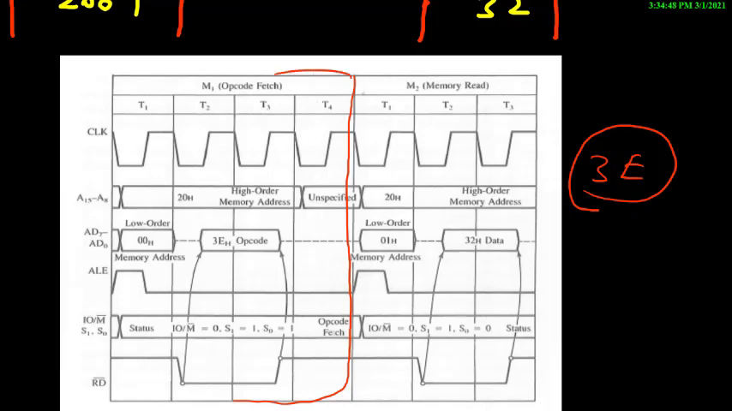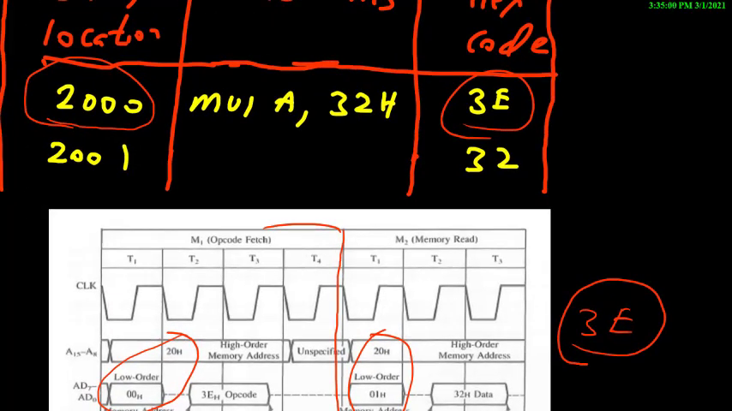Now in the second machine cycle, the data has to be read from the memory location. The memory location is 2001, yes, we can see 2001. The previous was 2000. So the data, which is 32, has to be read from the memory location 2001.